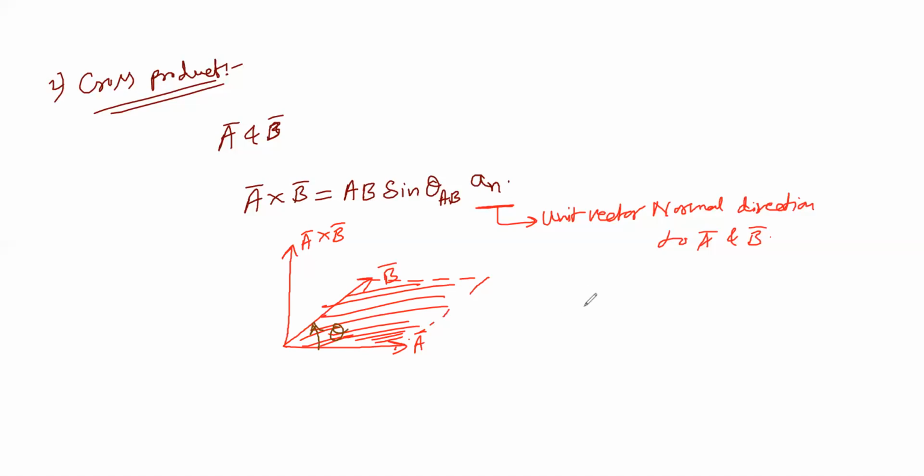The cross product of A bar and B bar is a vector with magnitude equal to the area of the parallelogram, and direction is indicated. So here the vector multiplication is also called cross product. Due to the cross sign, it is also called vector product, because the final result you will get is a vector.